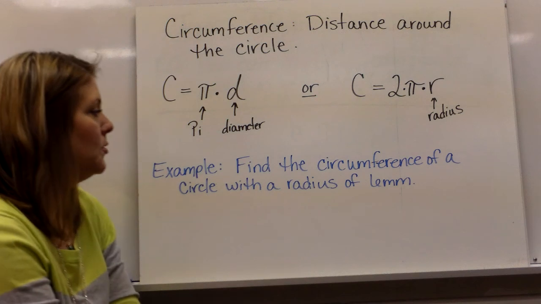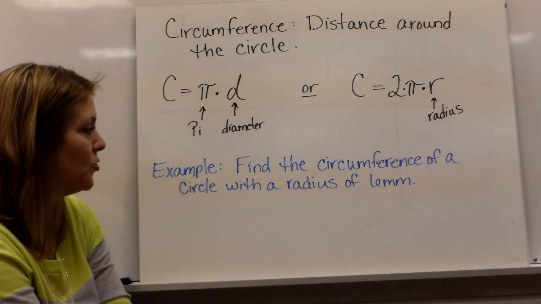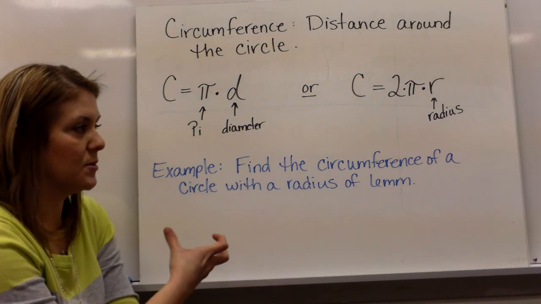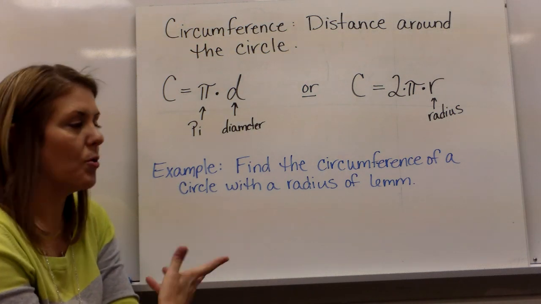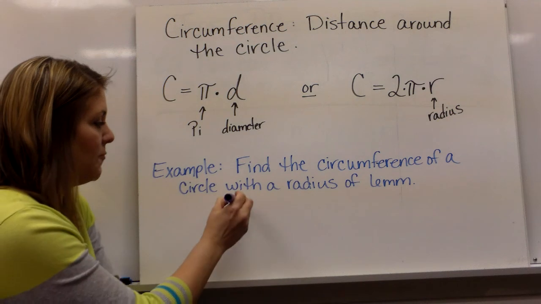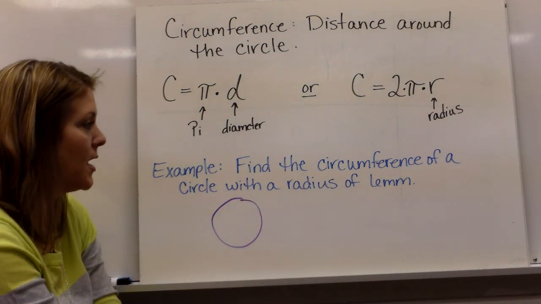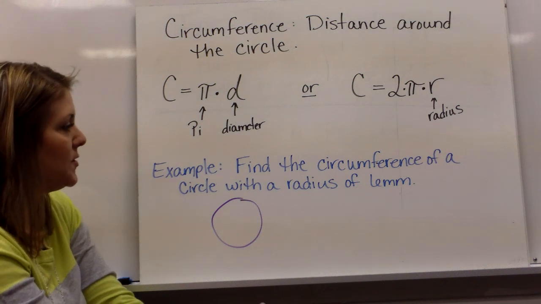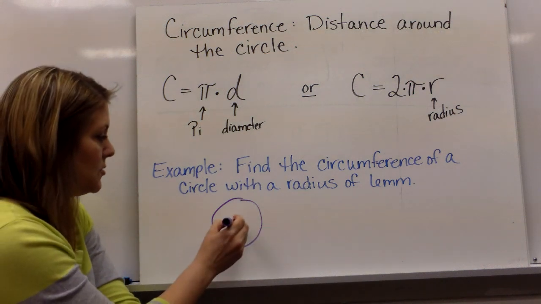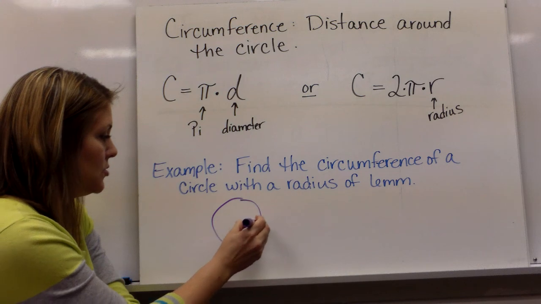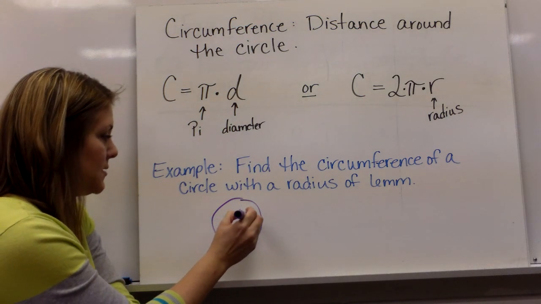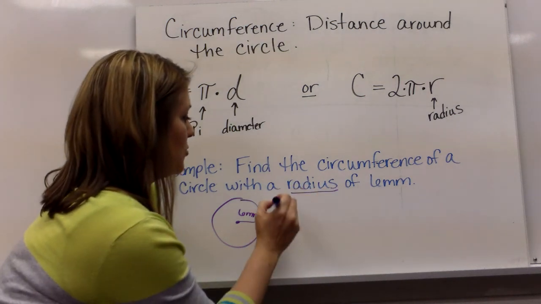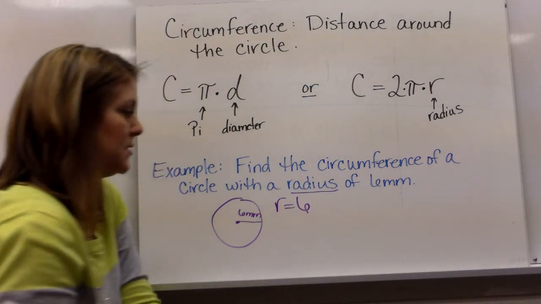All right, let's do an example. Find the circumference of a circle with a radius of 6 millimeters. You're not always going to be given a diagram of the circle, so you might want to start off by making a quick circle. Find the circumference of this circle, the distance around it, if its radius is 6 millimeters. So what they're saying is from the center point to the circle, that is 6 millimeters. So they gave you the radius.